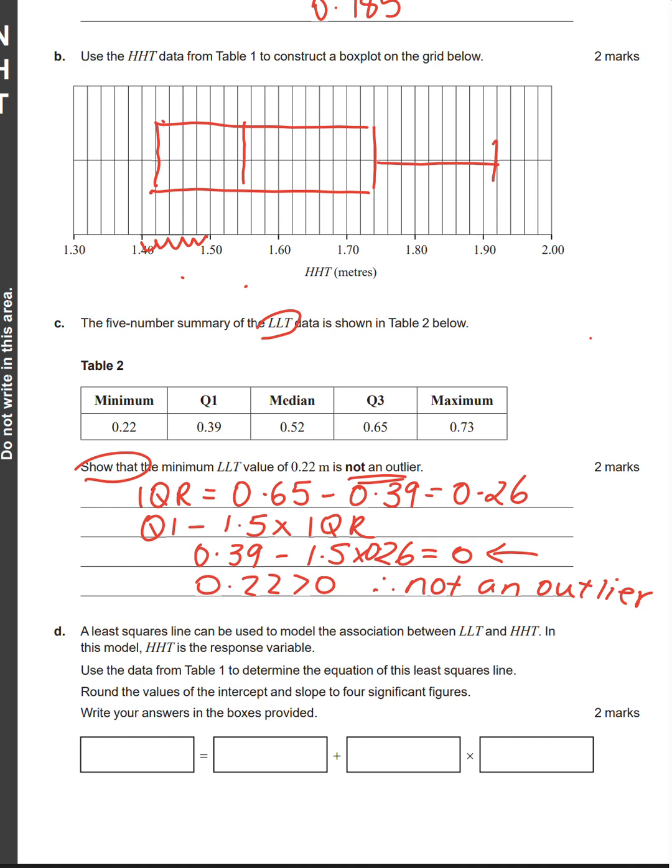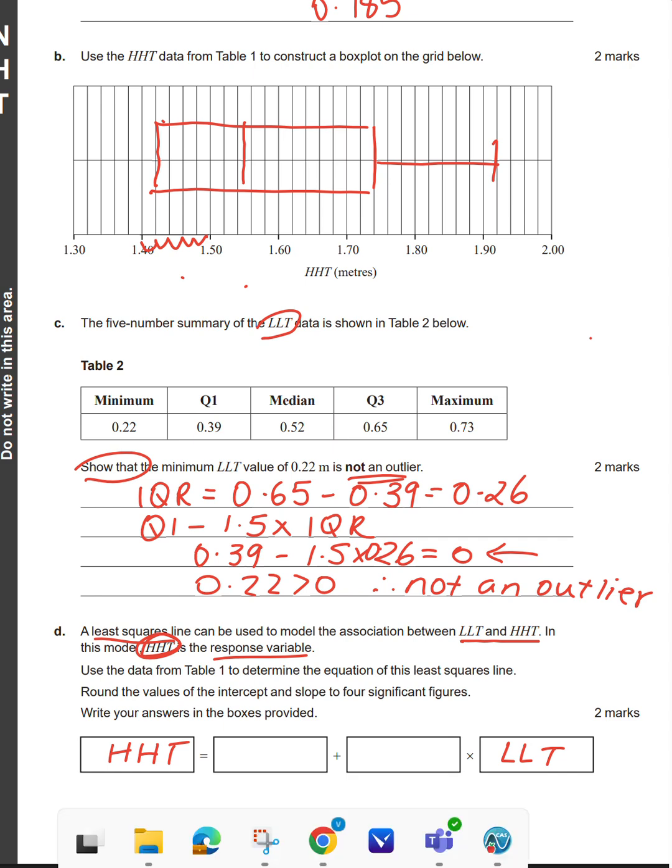Okay. Then we've got a least squares line between LLT and HHT, where HHT is the response variable. So that one's going to go there, and then LLT is going to go there, and then back to our CAS.